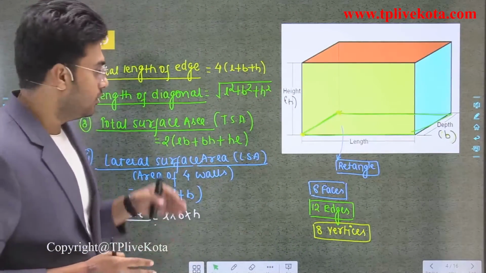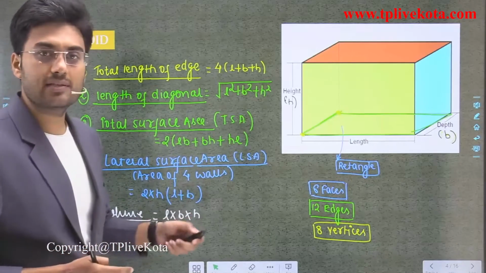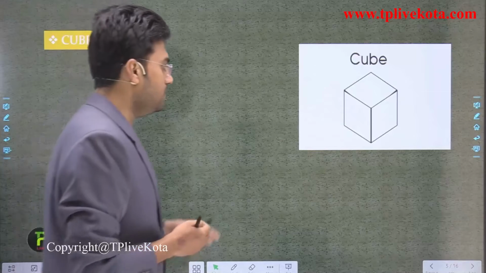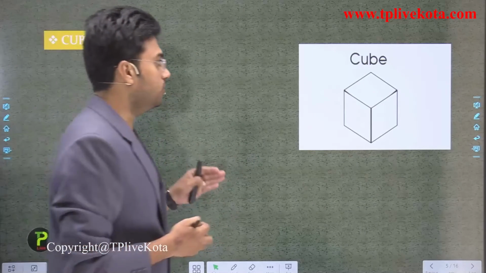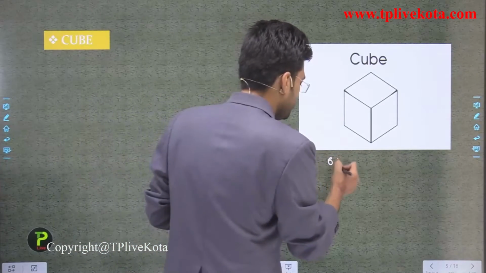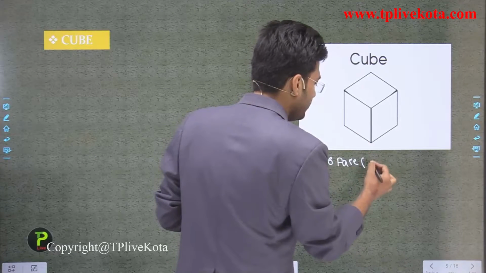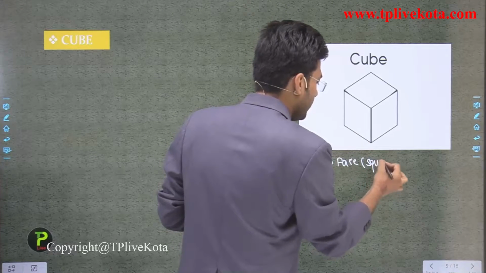Clear? So students, after the cuboid, the next solid is the cube. So what is a cube? Similarly to the cuboid, a cube has 6 faces, and all the faces are squares.